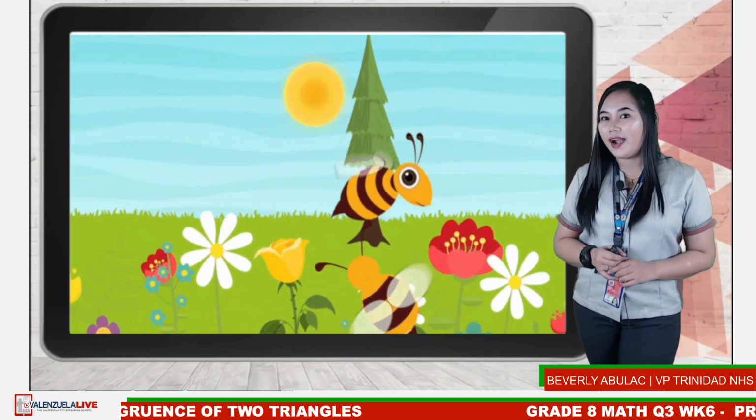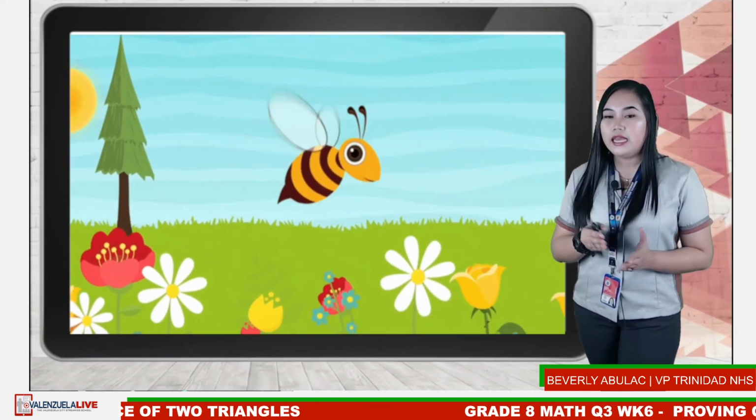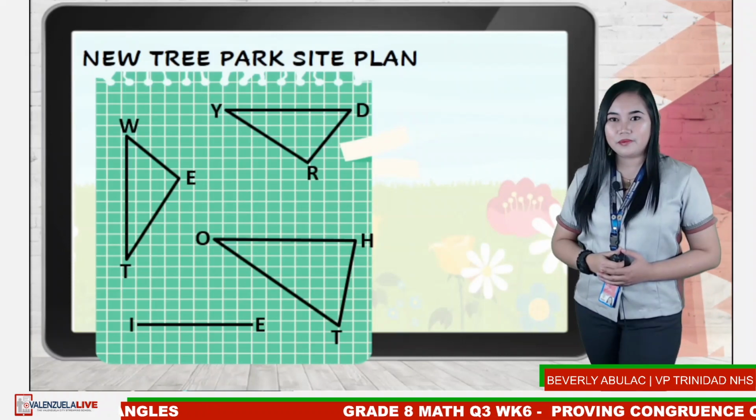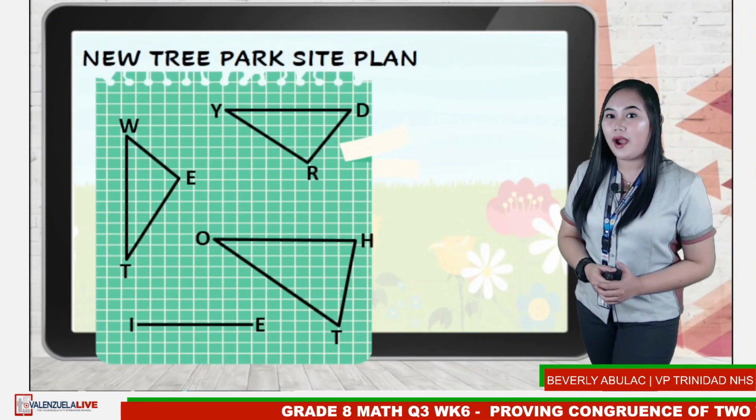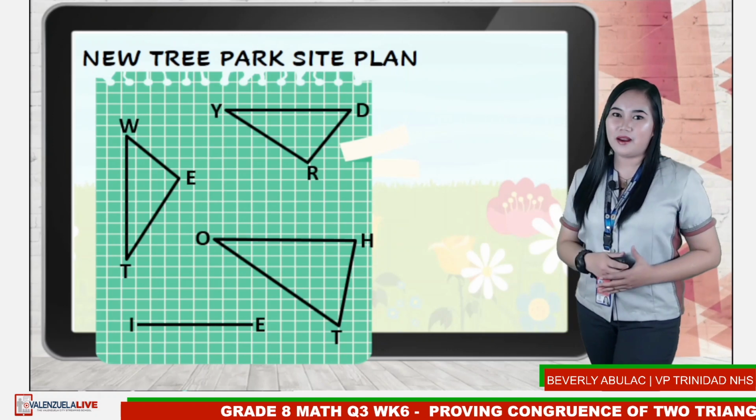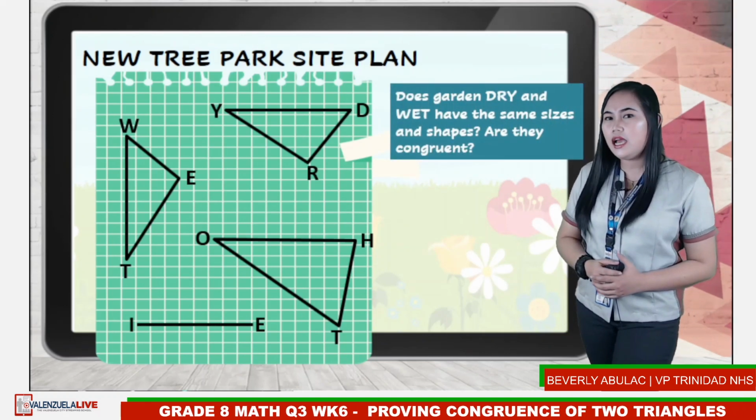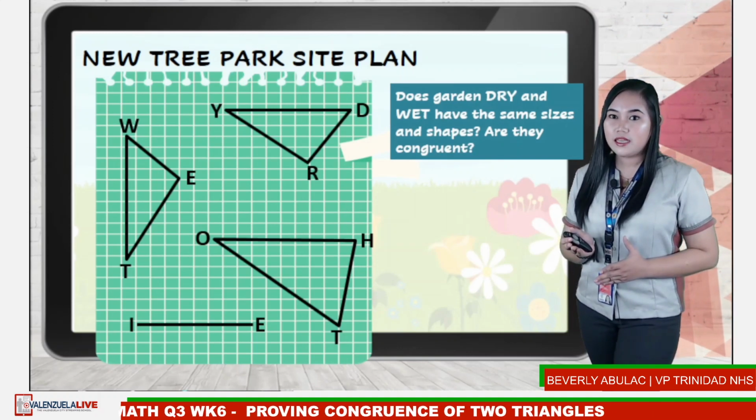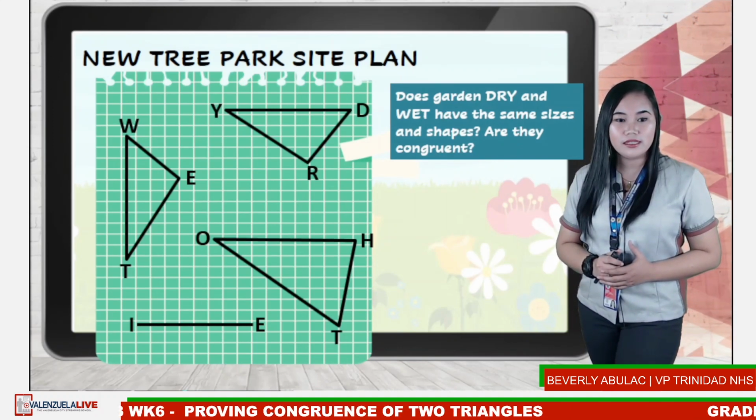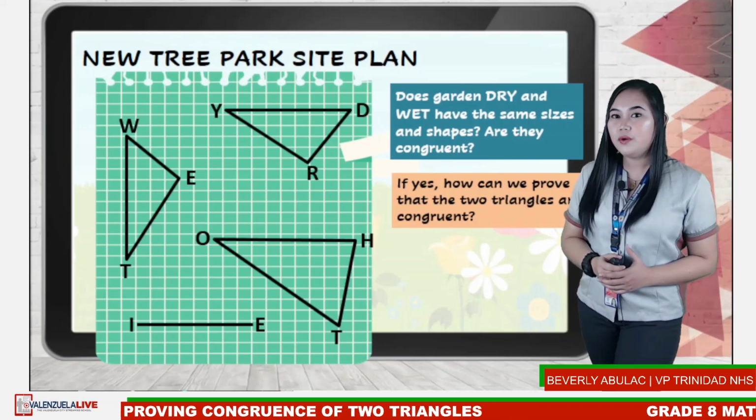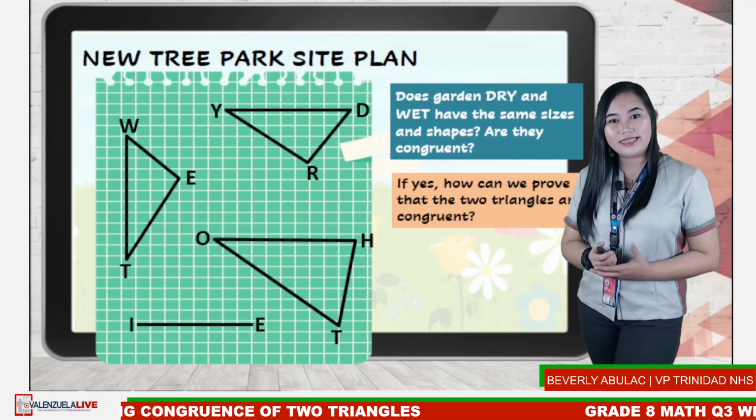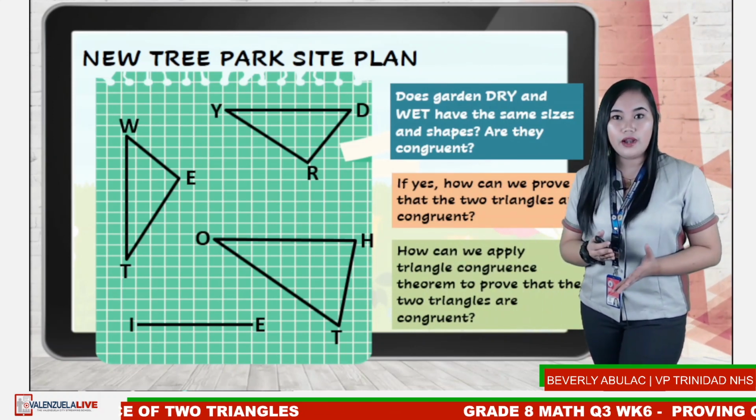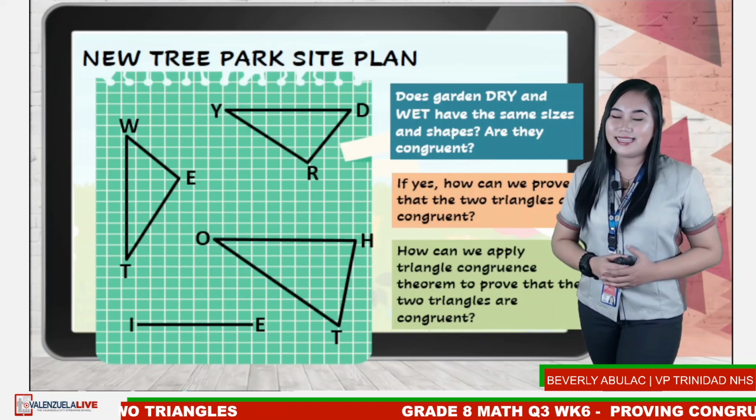A new three-park site will be built in your school, in which it will contain 3 triangular gardens. The design for the three-park is shown on the graphing paper. Does the garden BRY and WET have the same sizes and shapes? Are they congruent? If yes, how can we prove that the two triangles are congruent? How can we apply the triangle congruence theorem to prove that the two triangles are congruent?